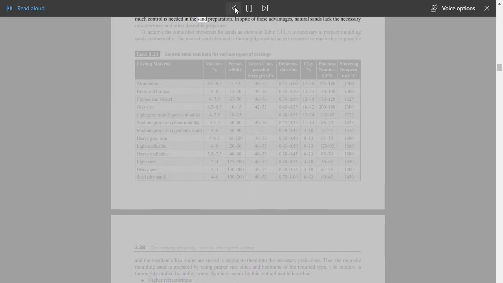Much control is needed in the sand preparation. In spite of these advantages, natural sands lack the necessary refractoriness and other desirable properties. To achieve the controlled properties for sands as shown in Table 3.13, it is necessary to prepare molding sands synthetically. The natural sand obtained is thoroughly washed so as to remove as much clay as possible. Table 3.13 Control sand test data for various types.